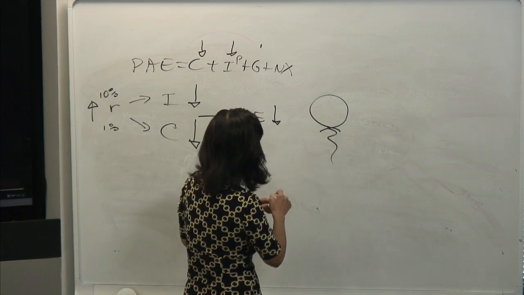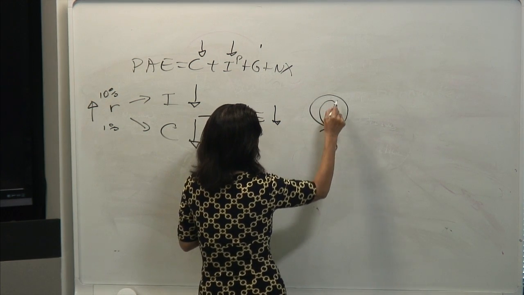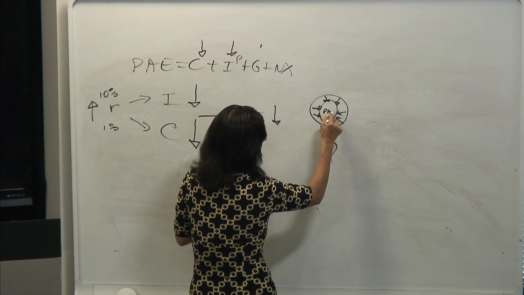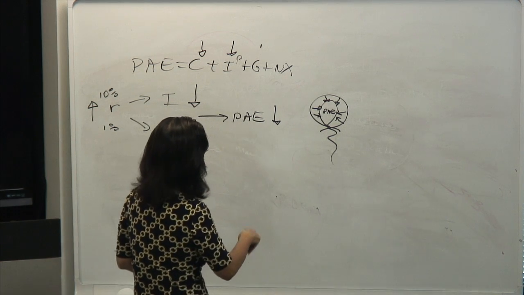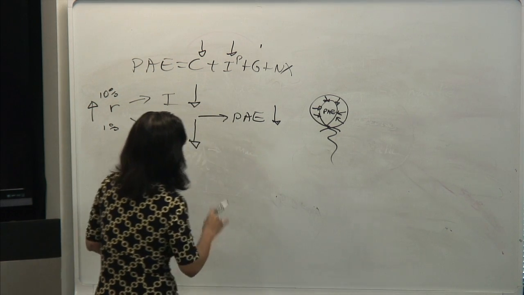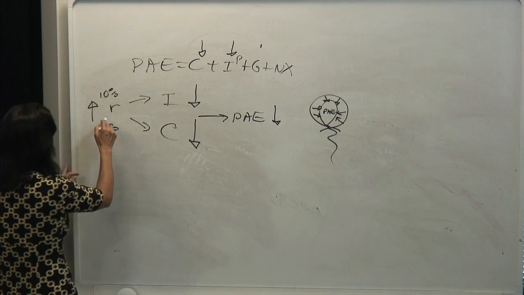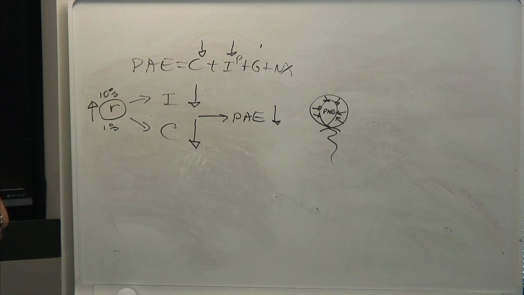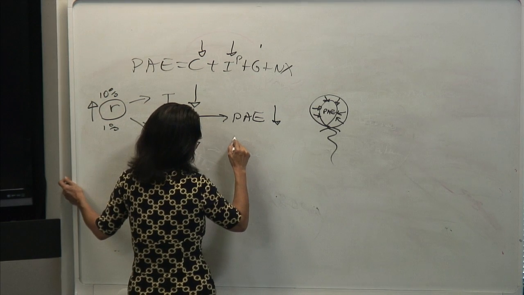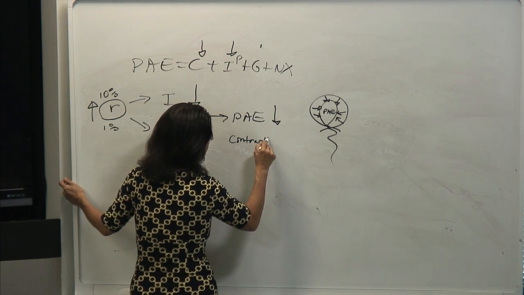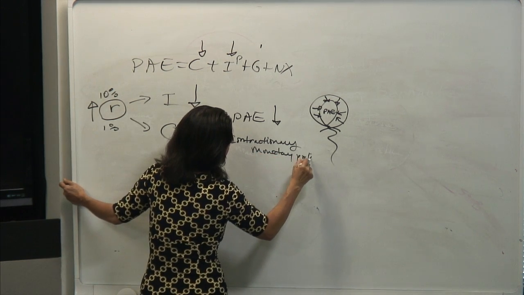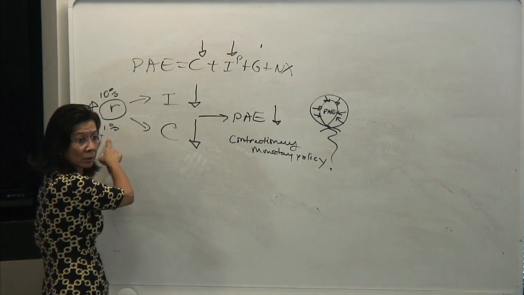When PAE is down, go back to the balloon of the economy. The economy gets smaller, right? So that's what it did. In other words, by raising the interest rate, interest rate up, PAE is down. So we call this contractionary monetary policy: raising the interest rate.